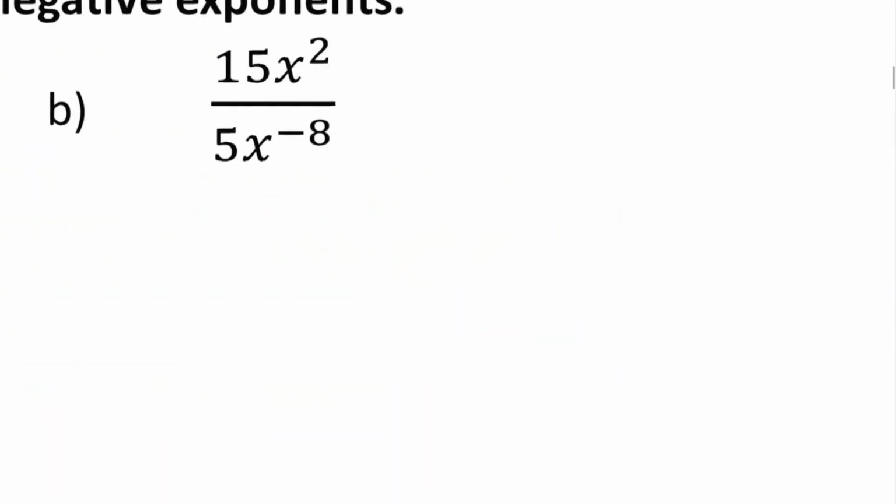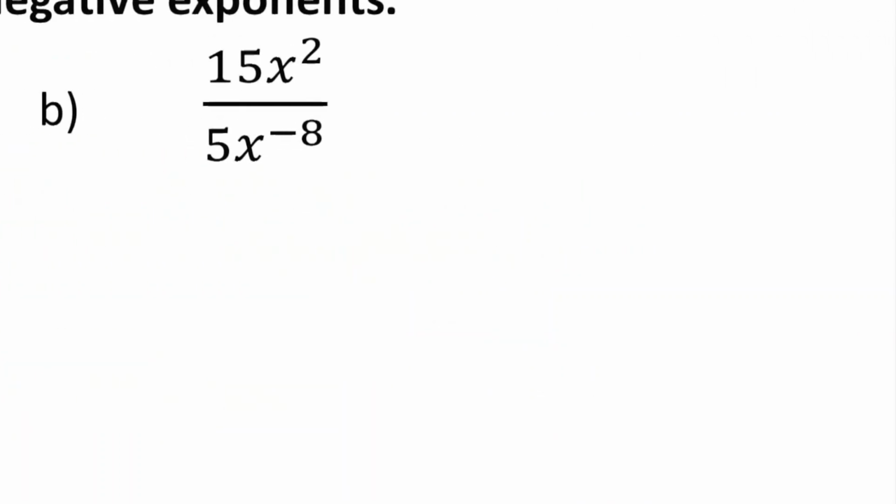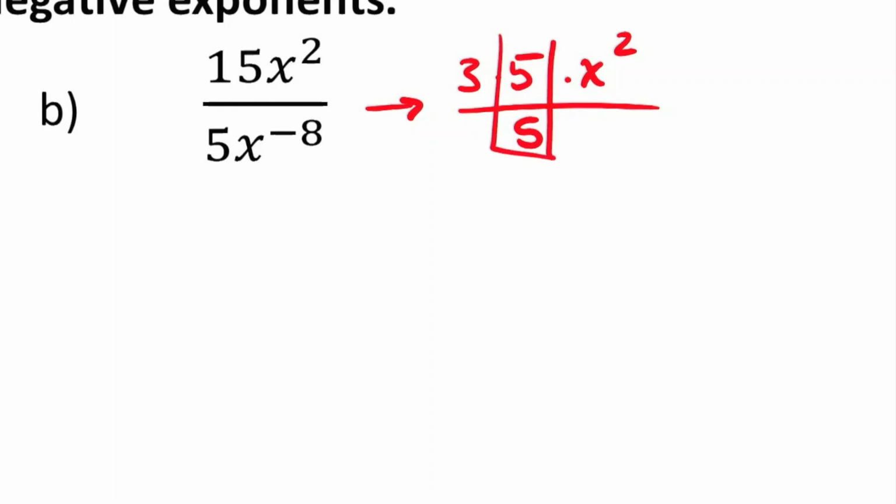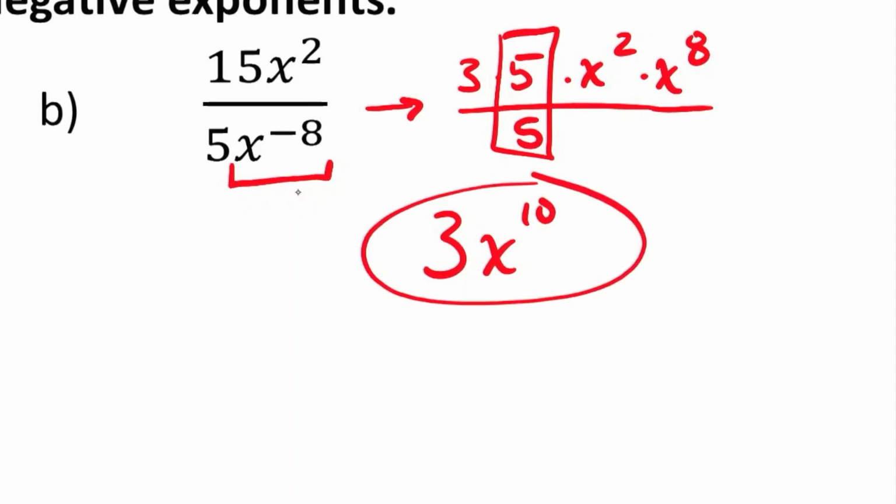Moving on to part B. I have 15 over 5. 15 divided by 5 is 3. If I want, I could write this as 3 times 5 over, there's a 5, times an x to the 2nd. And this is a giant 1, so it's gone. In my denominator, I have this x to the negative 8th. And I know that that's equivalent to having x to the positive 8th in my numerator. So I end up with 3 times x to the 10th power for part B.